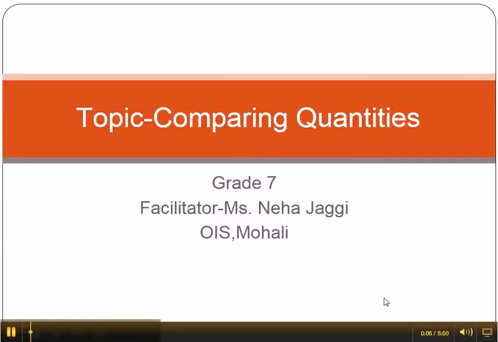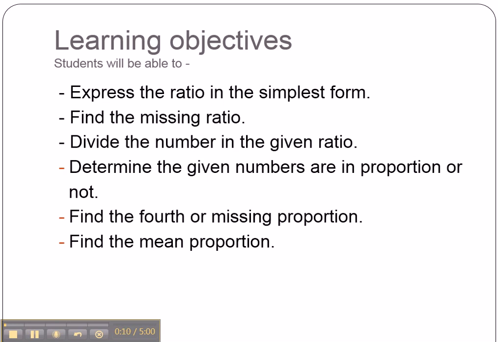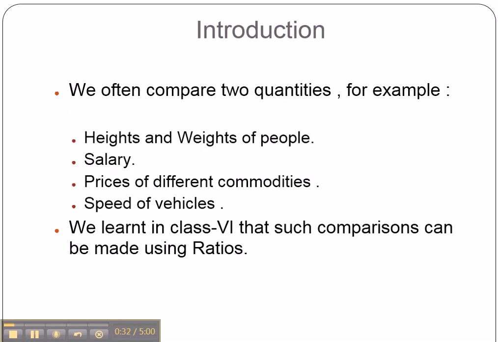Today our topic is comparing quantities. Our objectives are that students will be able to express the ratio in the simplest form. They can find the missing ratio and they can divide a number in the given ratio. They'll be able to determine whether the given numbers are in proportion or not. They can find the fourth or missing proportion, and they can find the mean proportion also.